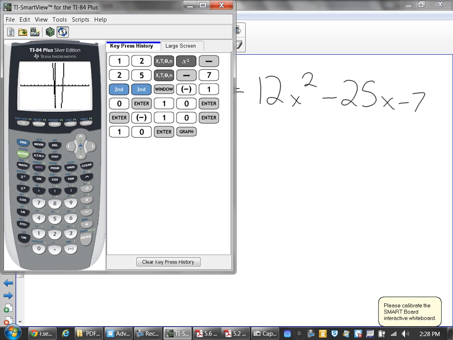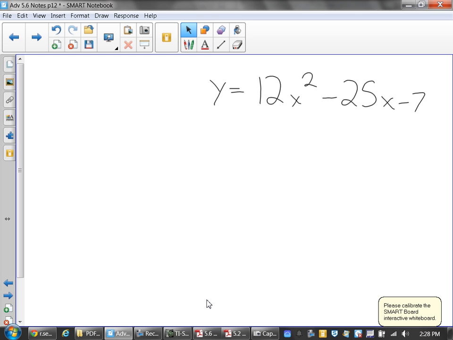If you reset your calculator, it should go back to a 10 by 10 automatically. When you reset, it should automatically go back to negative 10 by 10.